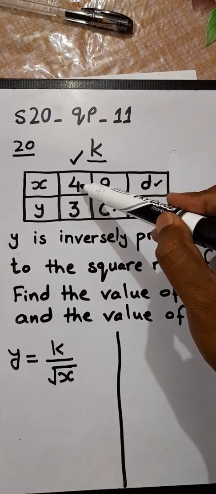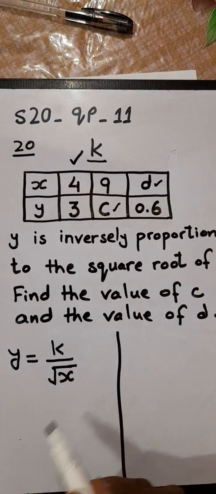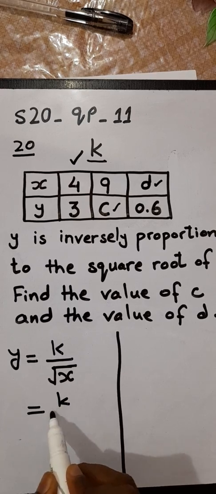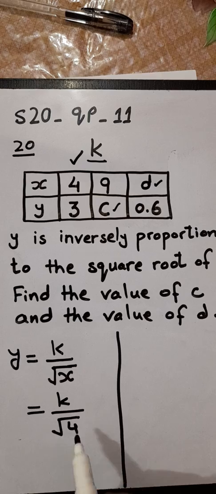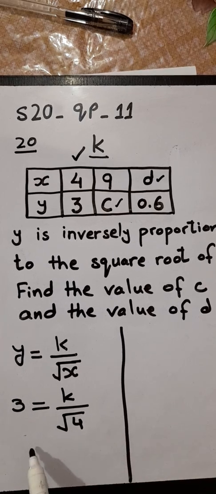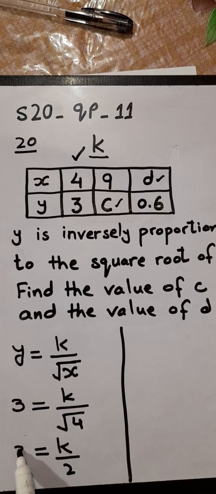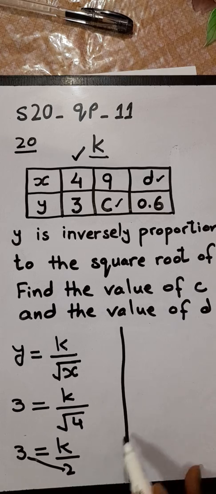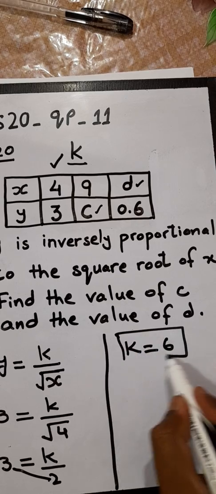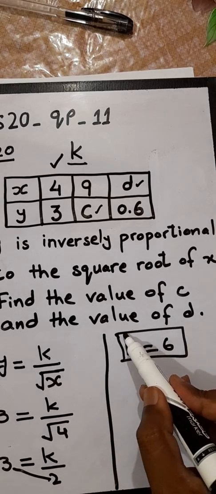So here the x is 4, y is 3. So we will write down x as 4 and y as 3, and you know that the square root of 4 is 2, so it is k over 2 and 3. So multiply 2 with 3 and it will become 6. So k is equal to 6. So the value of k is the first thing which you need to find out.